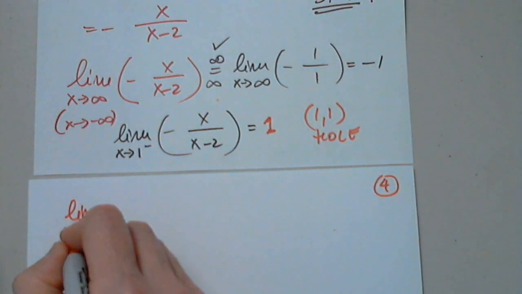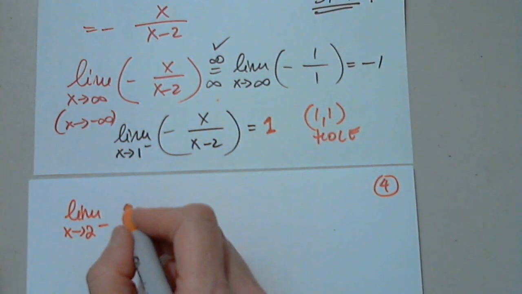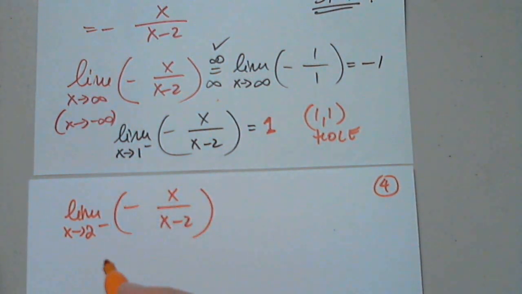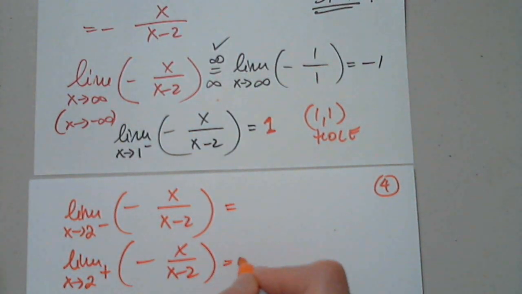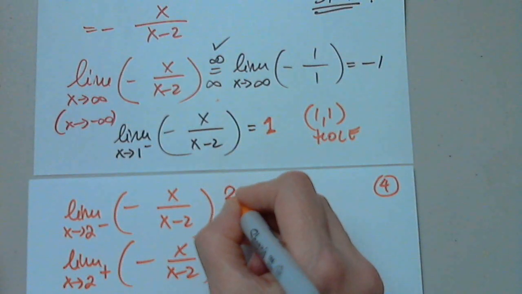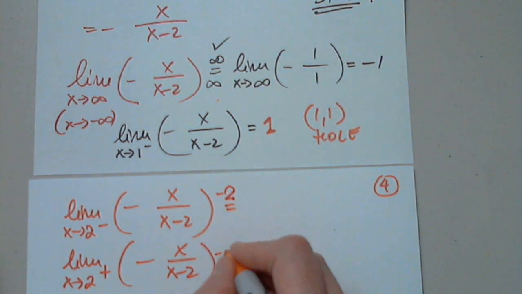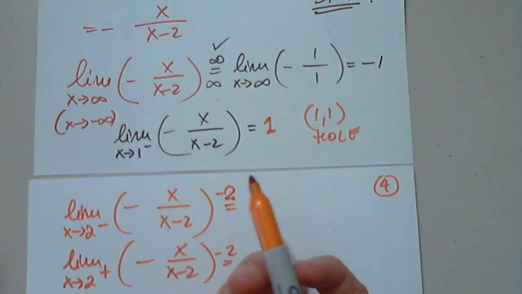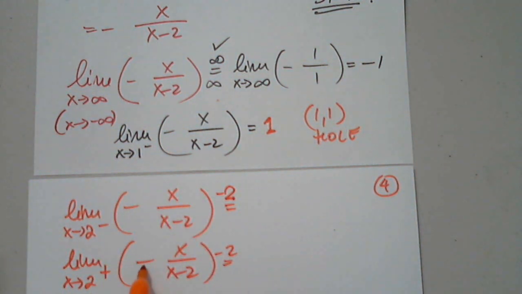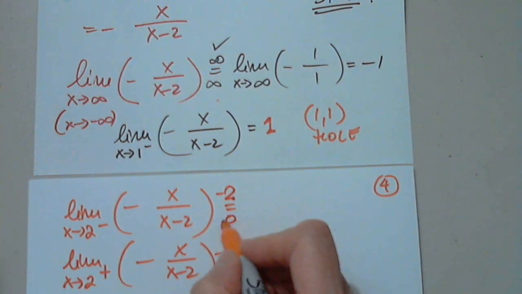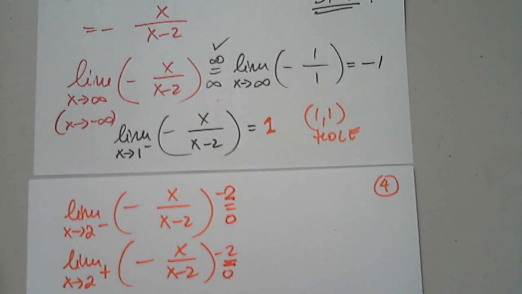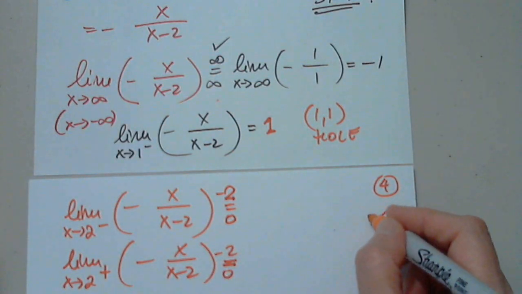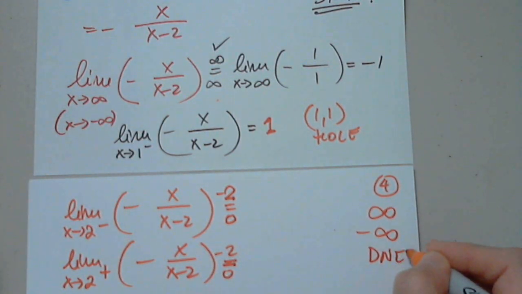So here: limit as x approaches 2 from the left of -x over x minus 2, and then limit as x approaches 2 from the right of -x over x minus 2. Yes, you will say to plug it in, the top will be -2. We want to connect the sign with the top, and the denominator is 0. So the top is negative and the denominator is 0. And we know that this is no hope. We can only write this or this or this.